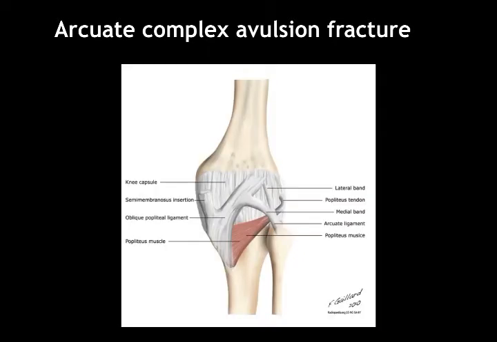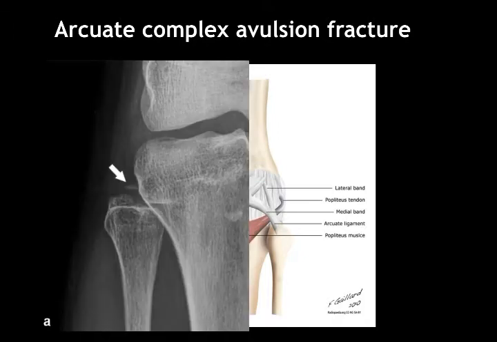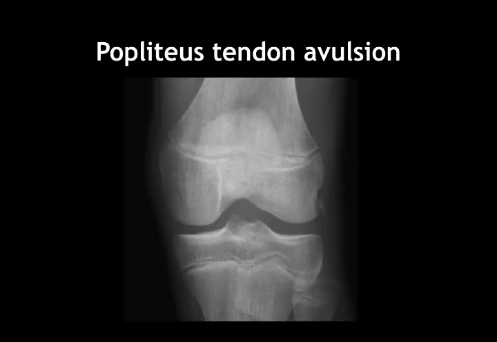Another sign is arcuate complex avulsion fracture. Arcuate complex consists of lateral collateral ligament, biceps femoris tendon, popliteus muscle and its tendon, oblique popliteal ligament, arcuate ligament, fabellofibular ligament, and lateral gastrocnemius muscle. So these all combine to form the arcuate ligament, which inserts at the tip of the fibula. So when there is avulsion fracture of this arcuate ligament, there is a small avulsion fracture at the styloid process of the fibular head. Another avulsion fracture that can occur in the acute knee radiograph is popliteus tendon avulsion, and that can be seen at the popliteal hiatus.